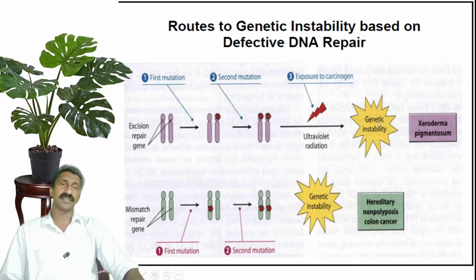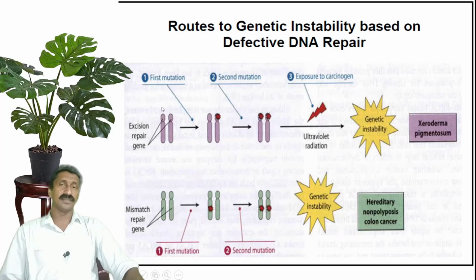So genetic instability results in diseases such as xeroderma pigmentosum, for example. And another is a mismatch repair gene, in which the first mutation will change one allele and the second mutation will change the second allele, and that results in genetic instability, which results in hereditary nonpolyposis colon cancer, etc. So various genetic instabilities are the result of excision repair genes or mismatch repair genes. So these are defective DNA repair genes.